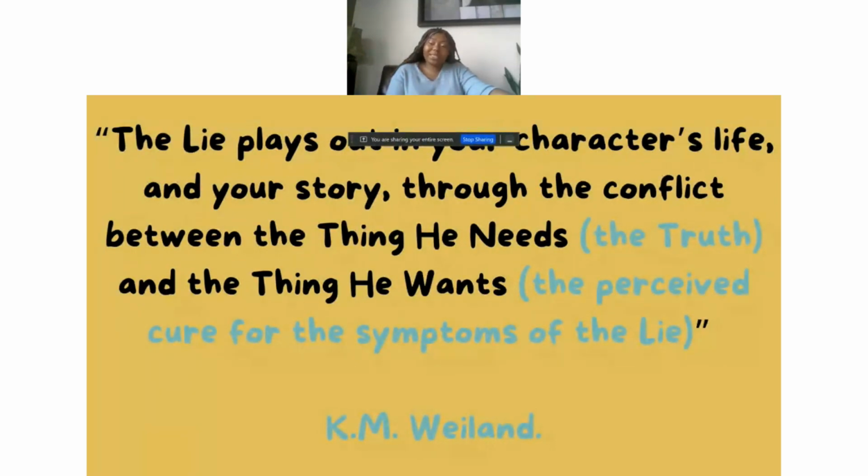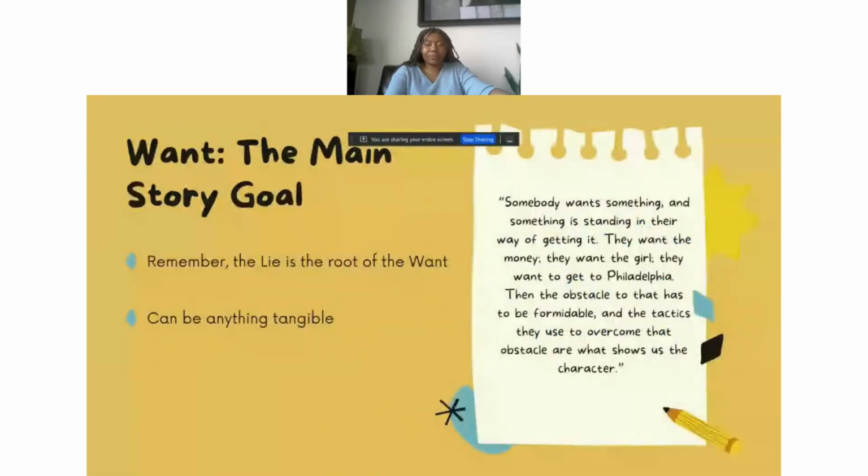But what he really needs in reality is not a tangible thing. It's not that promotion or that award or whatever he wants with a capital W. What he actually needs is to have an epiphany and a realization of the truth. And we'll talk about what the truth is in just a second. So the want is basically the main story goal, and the lie is the root of the want. I'll repeat that because it's so important. The lie is the root of the want.